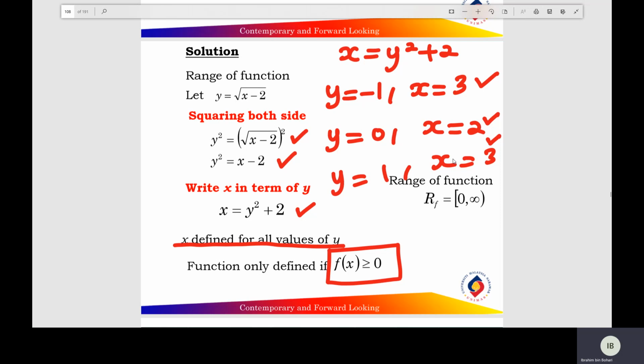You pick this value, y equals 0. Okay, defined. And y equals 1, defined. 2, 3, 4, 5, to positive infinity. So the final answer: the range of the function includes 0 to positive infinity.